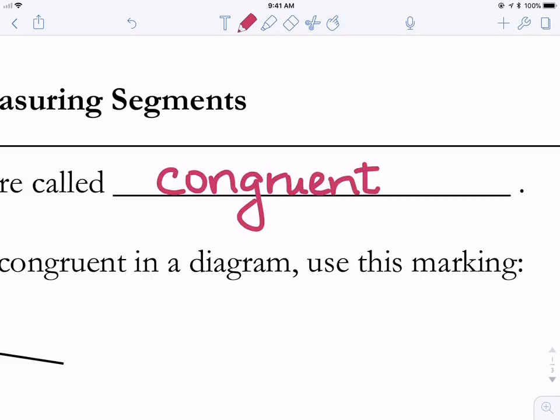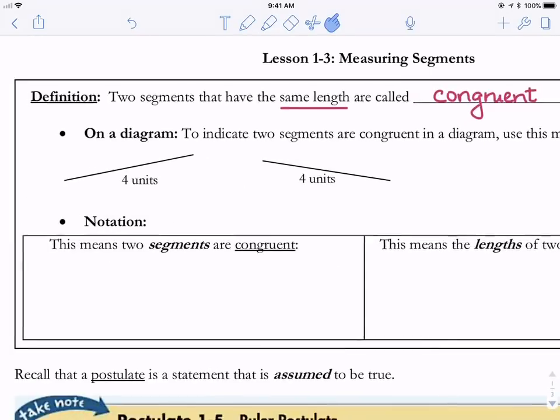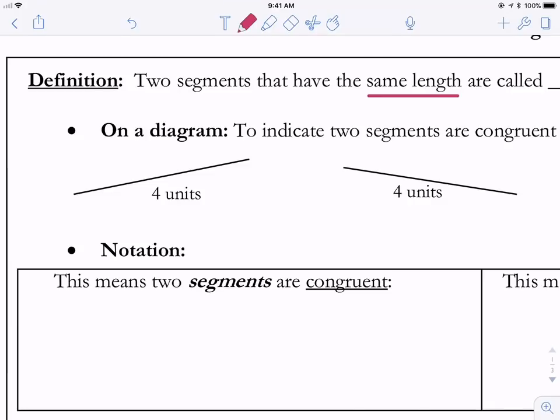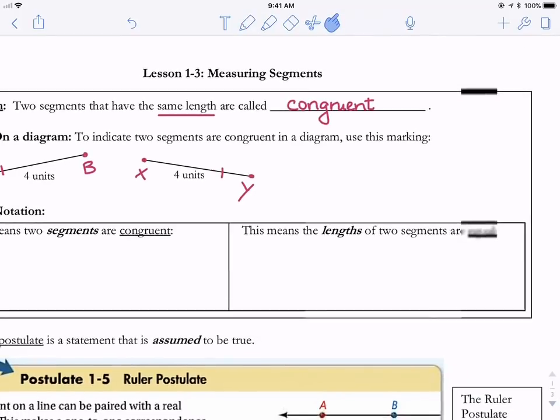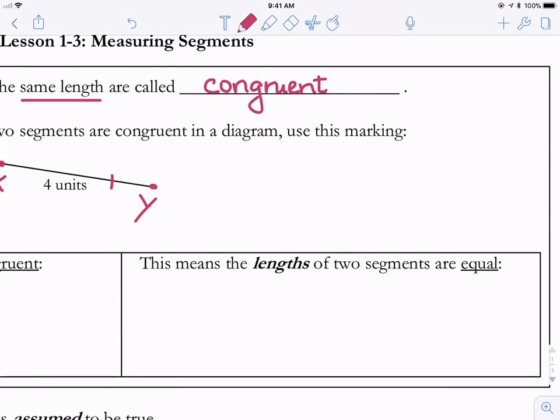Now, two things. First of all, on a picture, if you want to indicate two segments are the same length, so let's say this is segment AB, and let's say this is segment XY. To show that they're the same length, to show that they're congruent, we're going to put little hash marks on them.